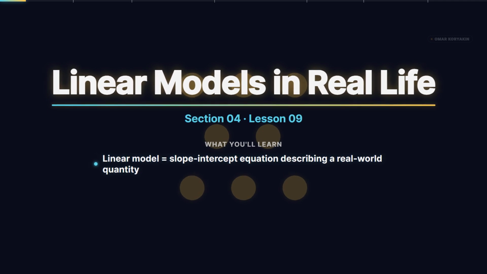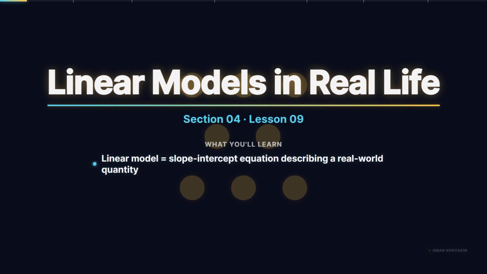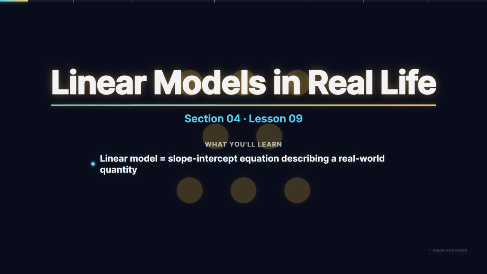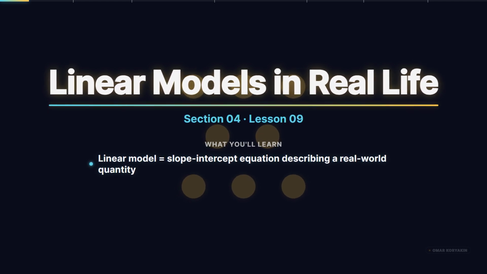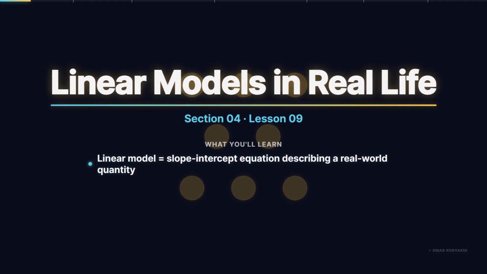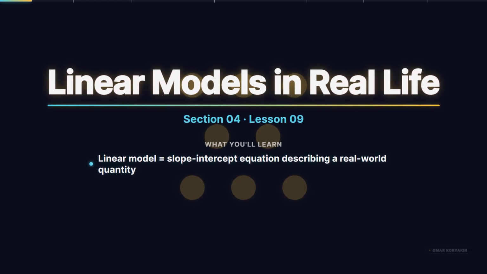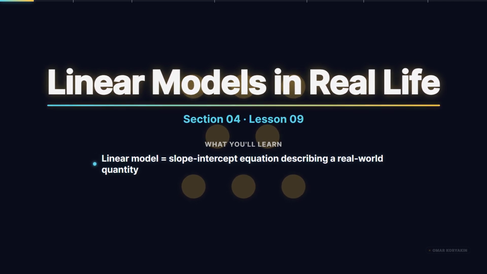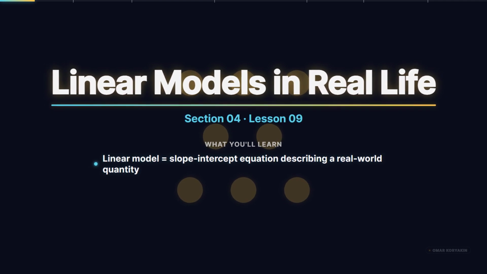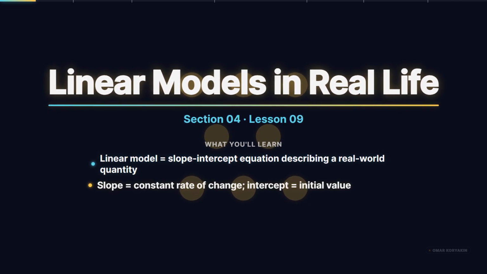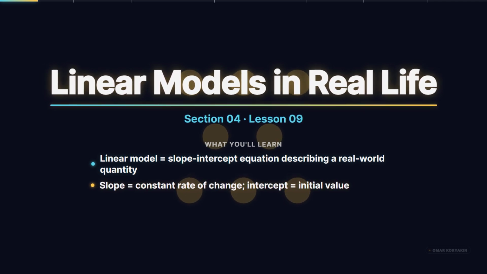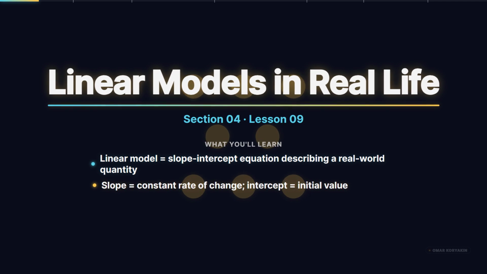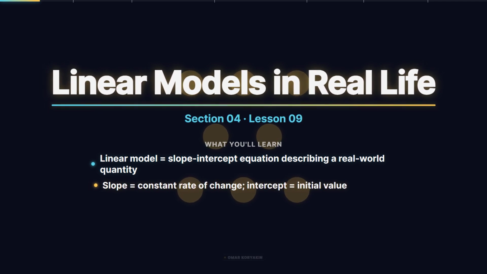First idea on the board, a linear model is an equation of the form y equals mx plus b in which x, m, and b all have specific real-world units and meanings. The variable x is the independent input, often time or quantity. The variable y is the dependent output, often cost or position or amount. The slope m is the rate at which y changes per unit change in x, with units like dollars per hour or gallons per minute. The intercept b is the value of y when x equals 0, often interpreted as a starting value or initial condition.